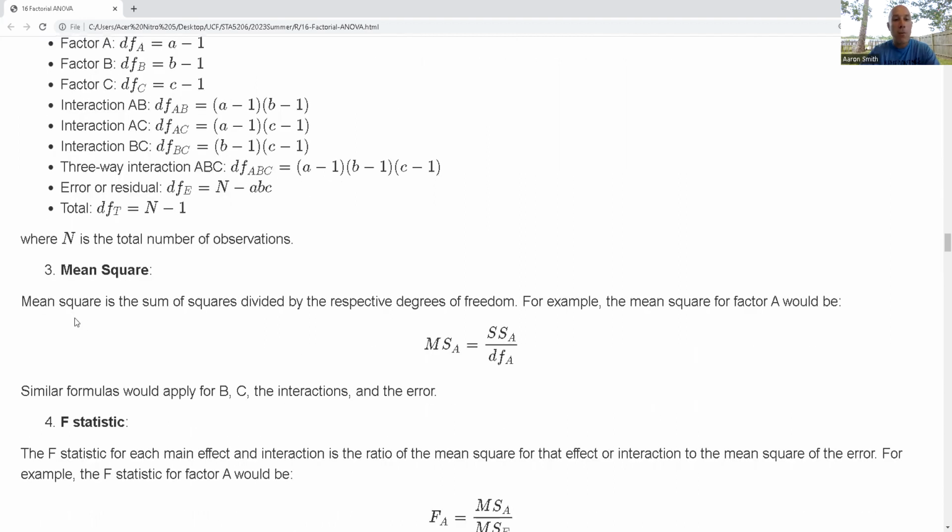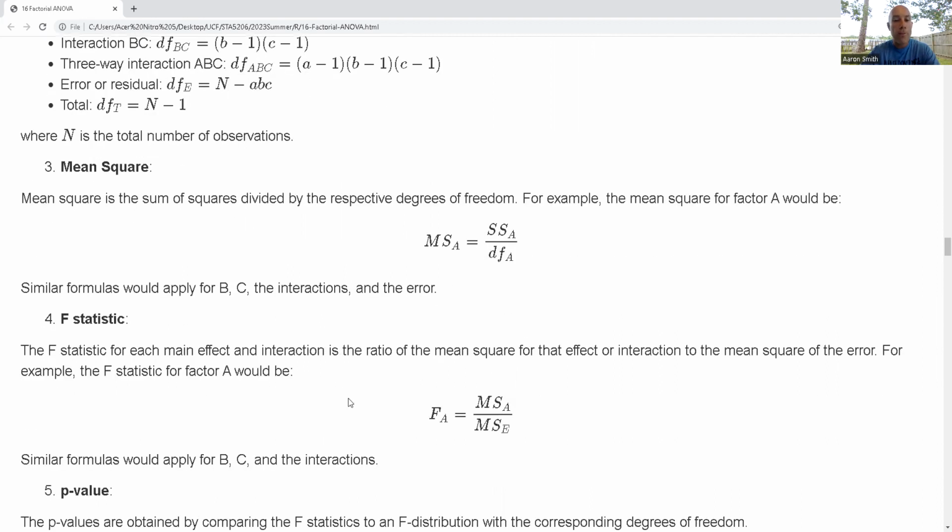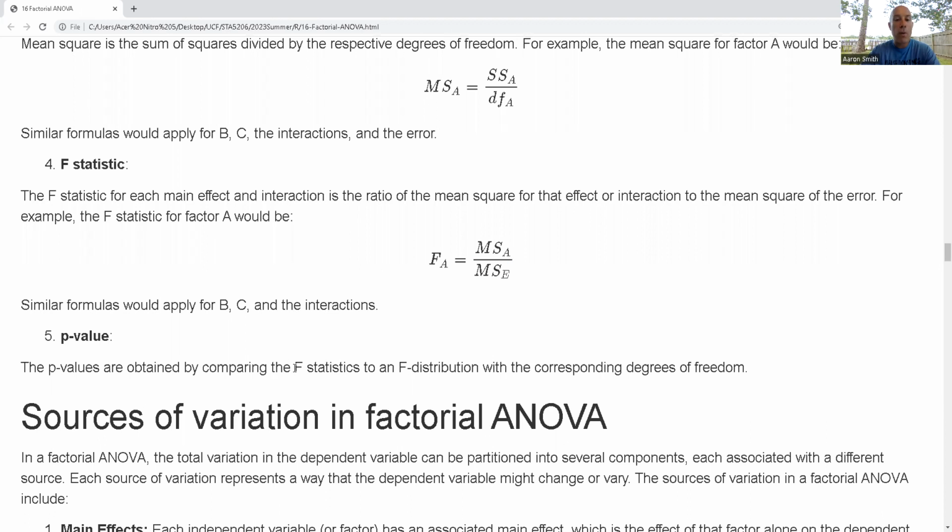Now, mean square is always the sum of squares divided by degrees of freedom. And our F statistic is always the mean square divided by the mean square error. And then the p-value is computed using the F distribution, the F statistic, and the corresponding degrees of freedom.